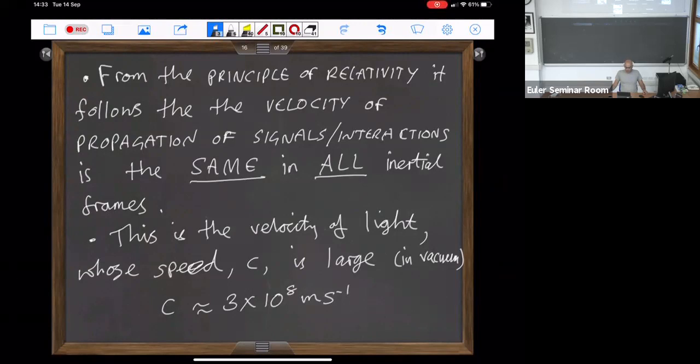And this propagation velocity is the velocity of light, whose speed, usually called c, is a very large number, as you know. In vacuum, this is approximately 3 × 10⁸ meters per second. So c turns out to be a very large number.